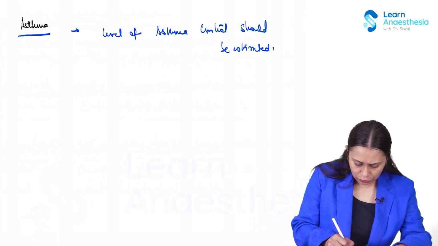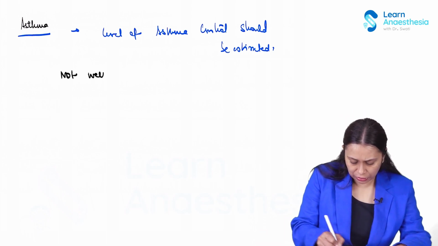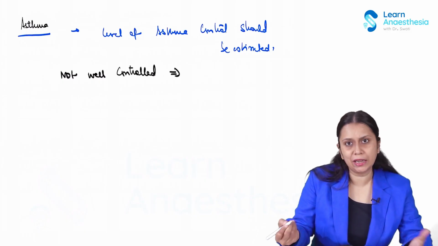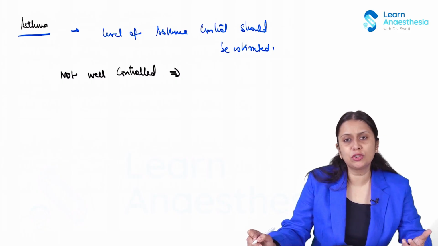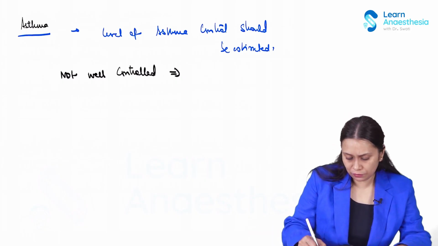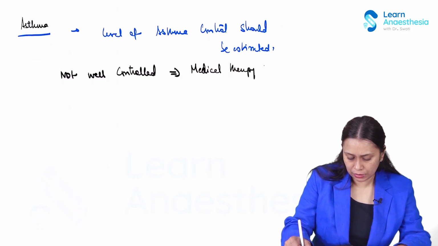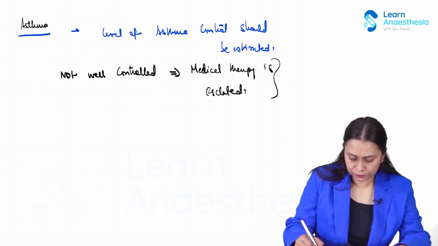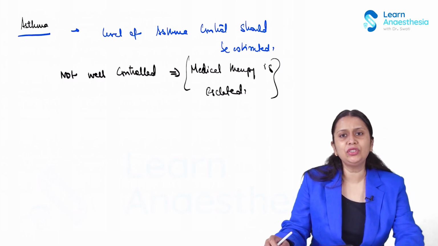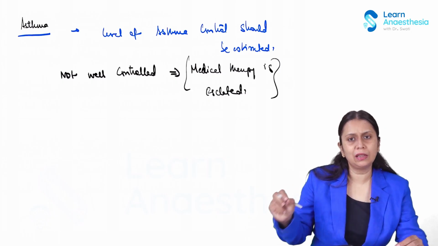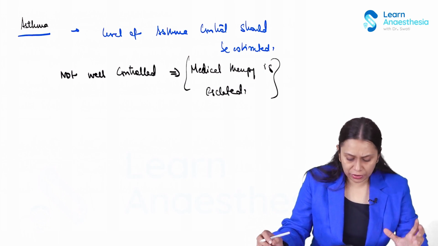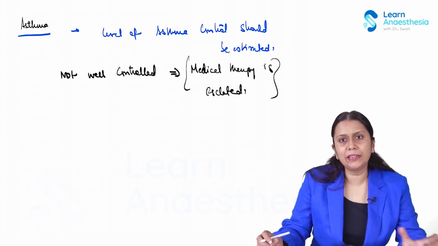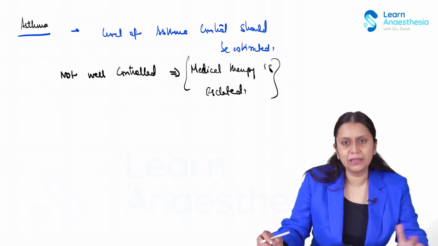So if the patient is not well controlled, then medical therapy should be increased, escalated, to have good control. Now, elective surgery should be postponed if the patient has a wheeze, or if the patient has, let's say, less than 80% of the predicted value of the peak expiratory flow.